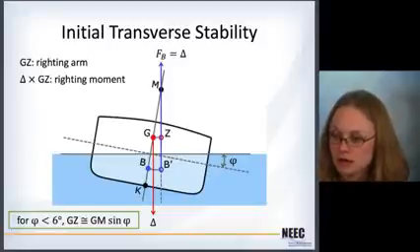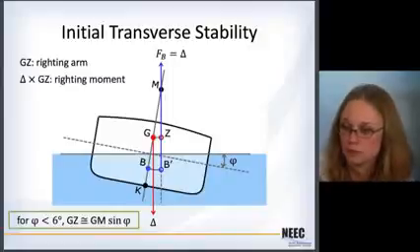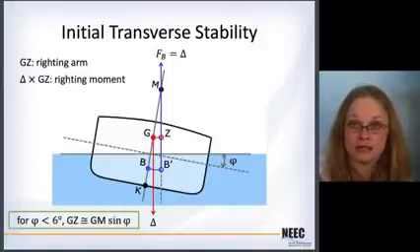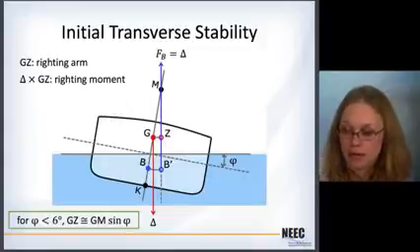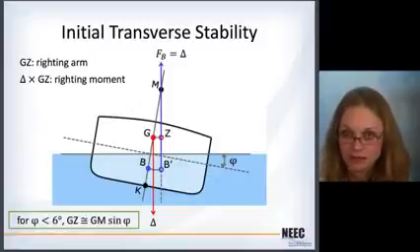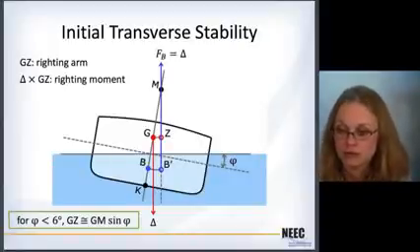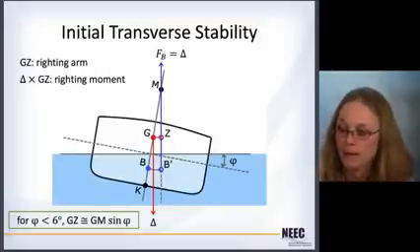The distance from G over to the line between the current center of buoyancy and M, draw that over, you get a distance called GZ. That's the righting arm, right? That's the right angle distance between where the two forces are acting. So GZ is the righting arm. Delta, the weight of the ship, times GZ is the total righting moment, right?